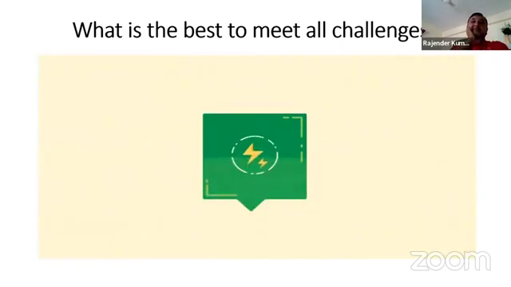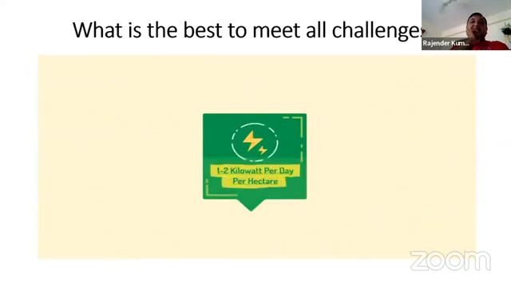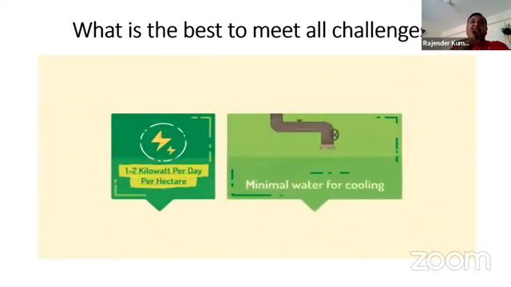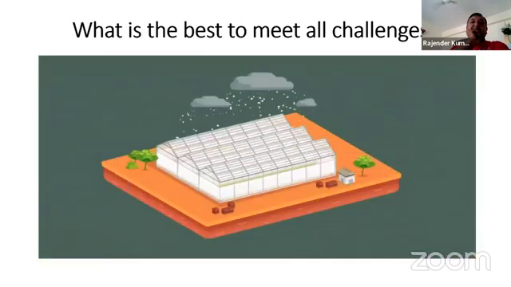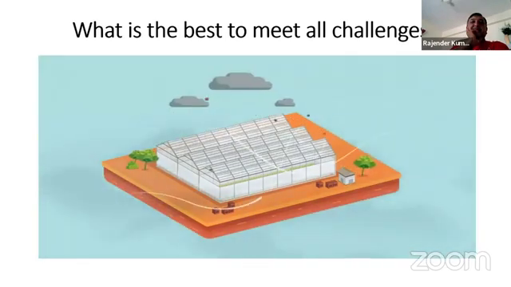The system is very efficient, as it requires only 1 to 2 kilowatt hours of electricity per day, per hectare, and requires minimal water for cooling when temperatures exceed 35 degrees Celsius. Cravo houses have proven to resist damage from hail and major storms, such as hurricanes and cyclones.